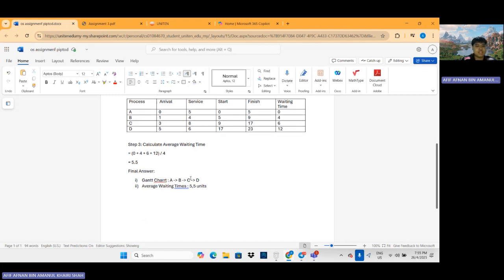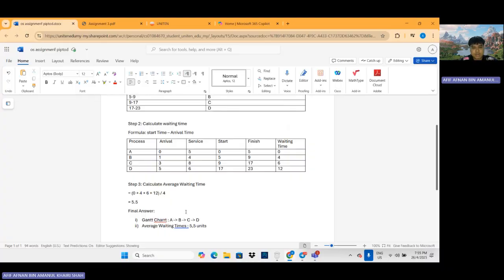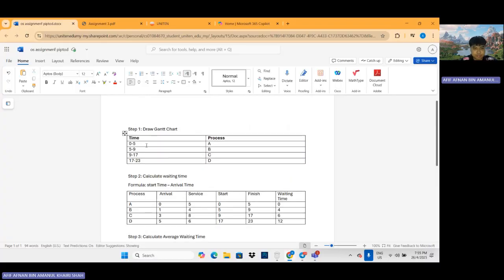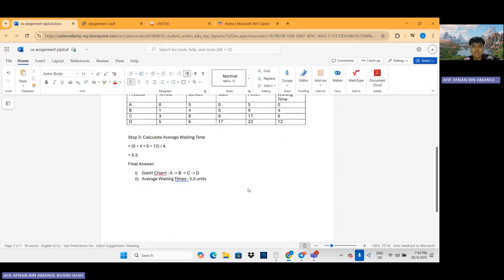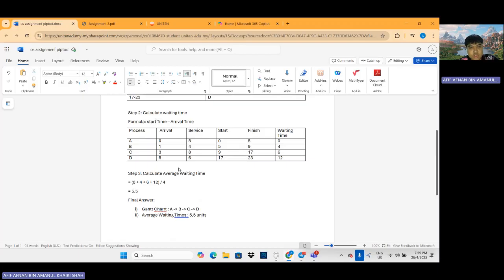And so the final answer is we just follow the Gantt chart. Start with process A, and then B, C, and D. Process A, process B, process C, process D. And answer number 2 is the average waiting time is 5.5 units, which we just calculated in step number 2.